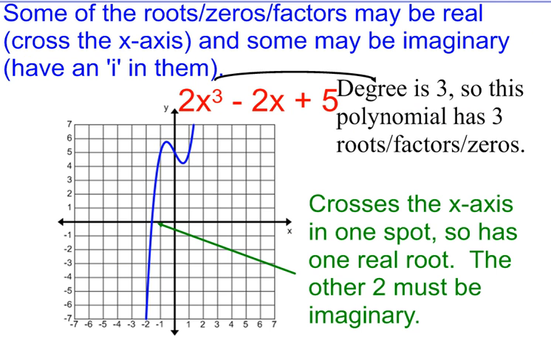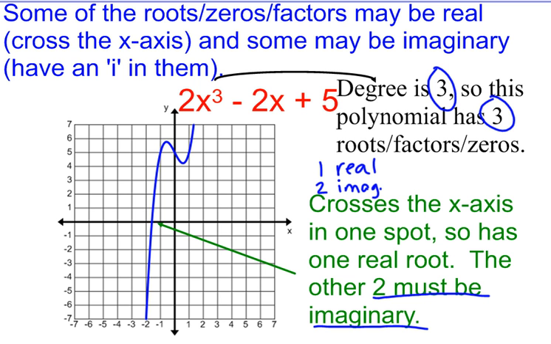When you look at the graphs, this graph here is of 2x cubed minus 2x plus 5. This is a degree of 3. So there are 3 answers to this problem. The only one we can find right now is where it crosses the x-axis. That's the only root we'd be able to find. The other 2 roots must be imaginary because they don't cross the x-axis. So of the 3 answers, there is 1 real answer and 2 imaginary.